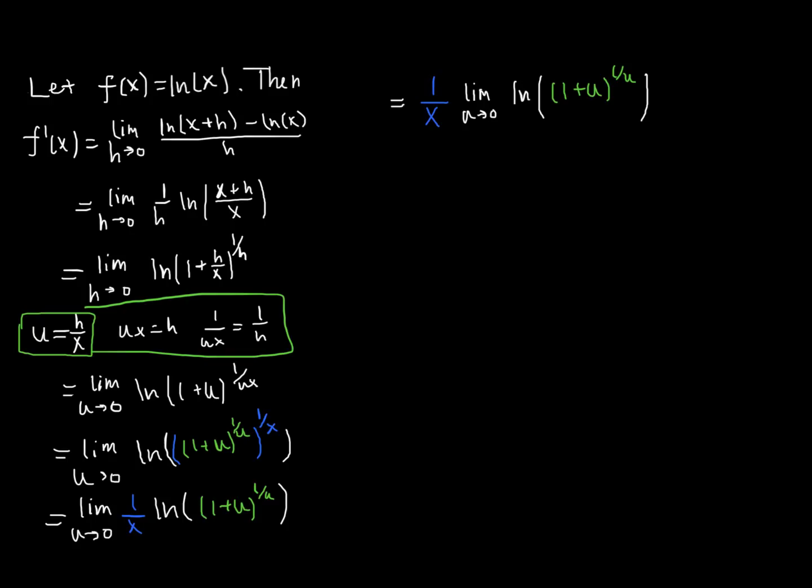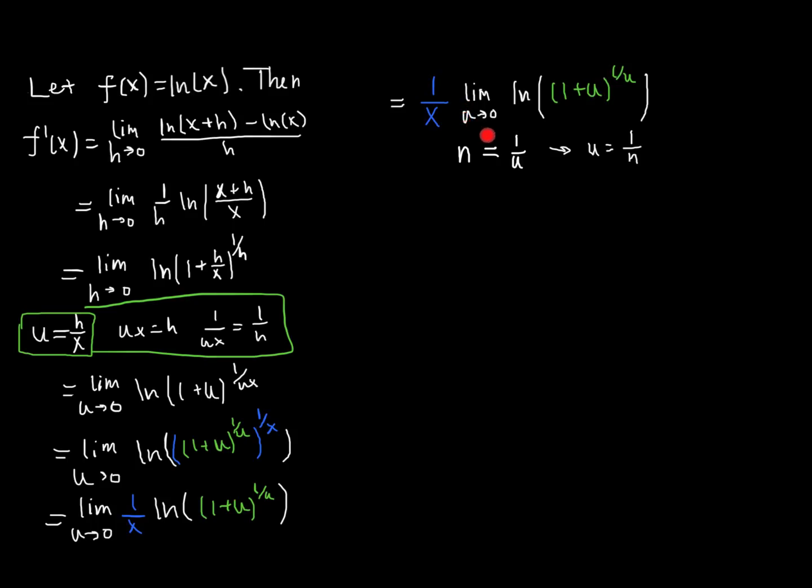And so the substitution we want to make is we want to say, let's make this new variable, let's call it n, and let's have n be equal to 1 over u, which means that u is equal to 1 over n. And if we make this substitution now, wherever we have a u, we'll put a 1 over n. Wherever we have a 1 over u, we'll put an n. So this will now be 1 plus 1 over n to the n.